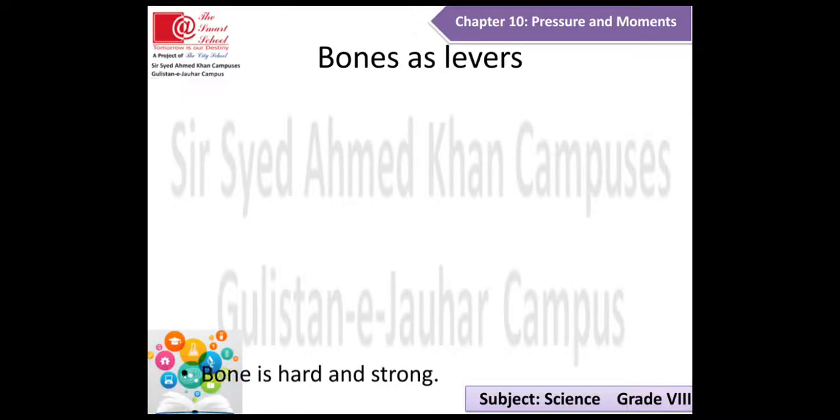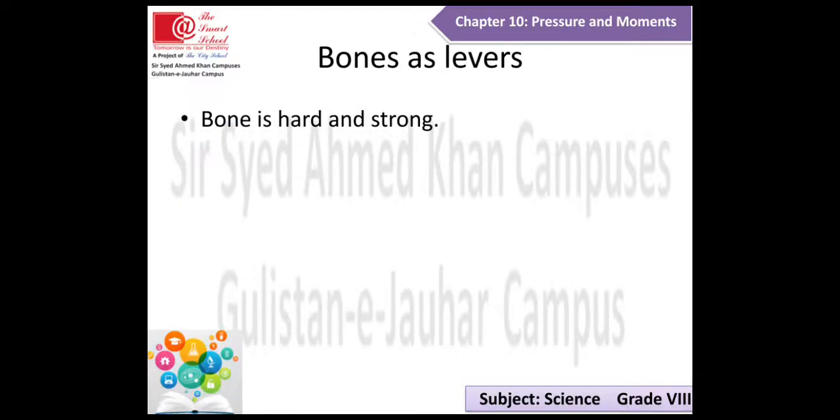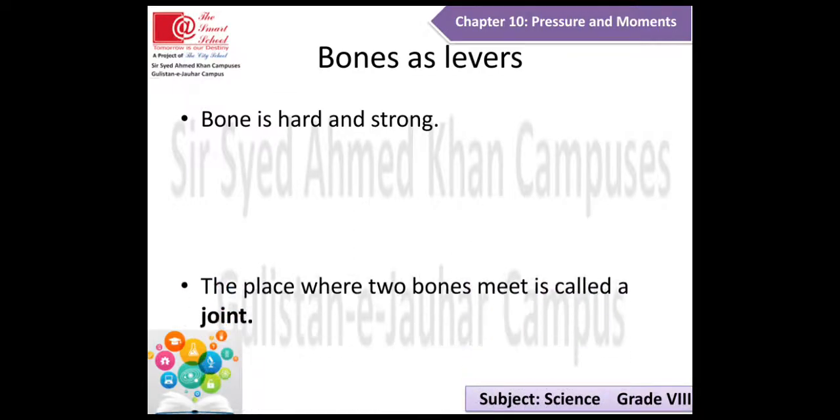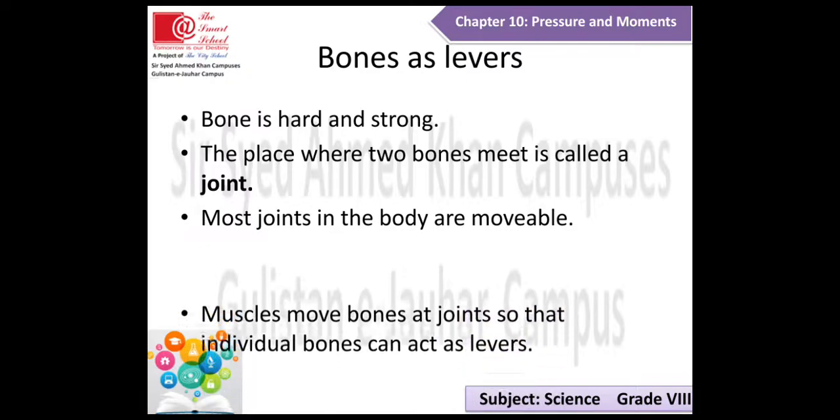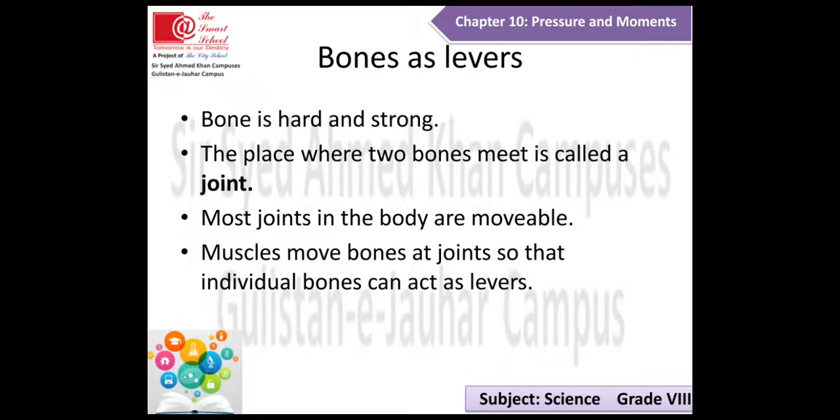Bones as levers. Bone is hard and strong. It can stand up to large forces. Large bones are hollow inside, making them lighter and easier to move. The place where two bones meet is called a joint. Most joints in the body are movable. Muscles move bones at joints so that individual bones can act as levers.